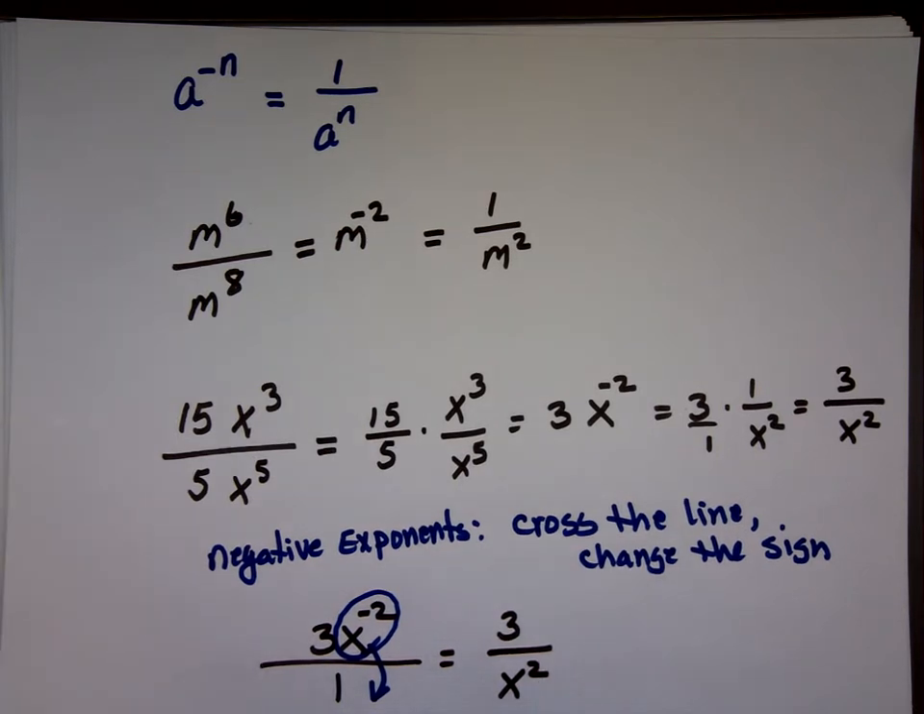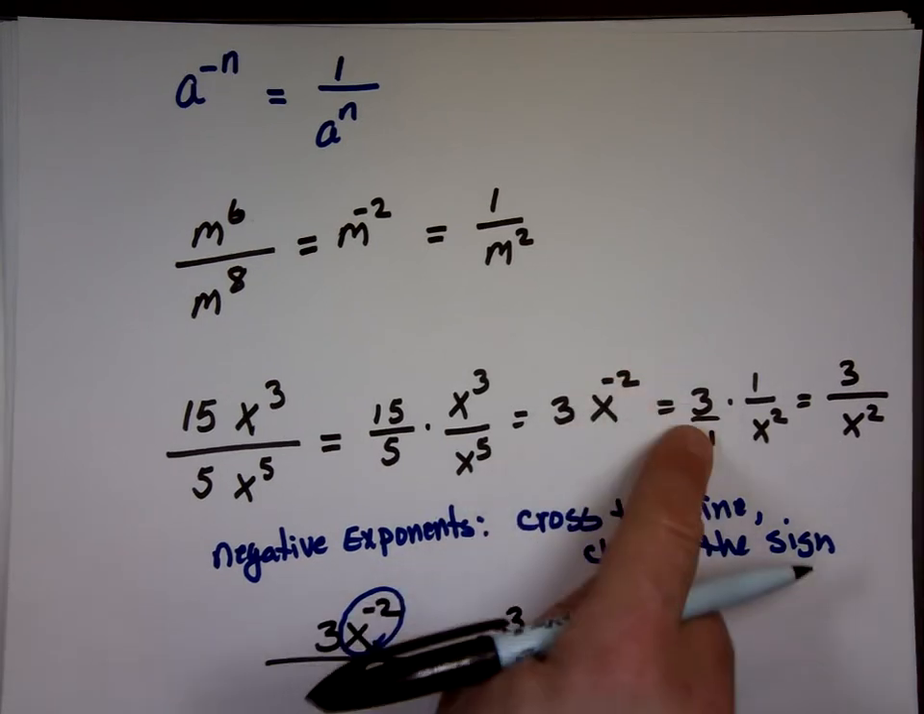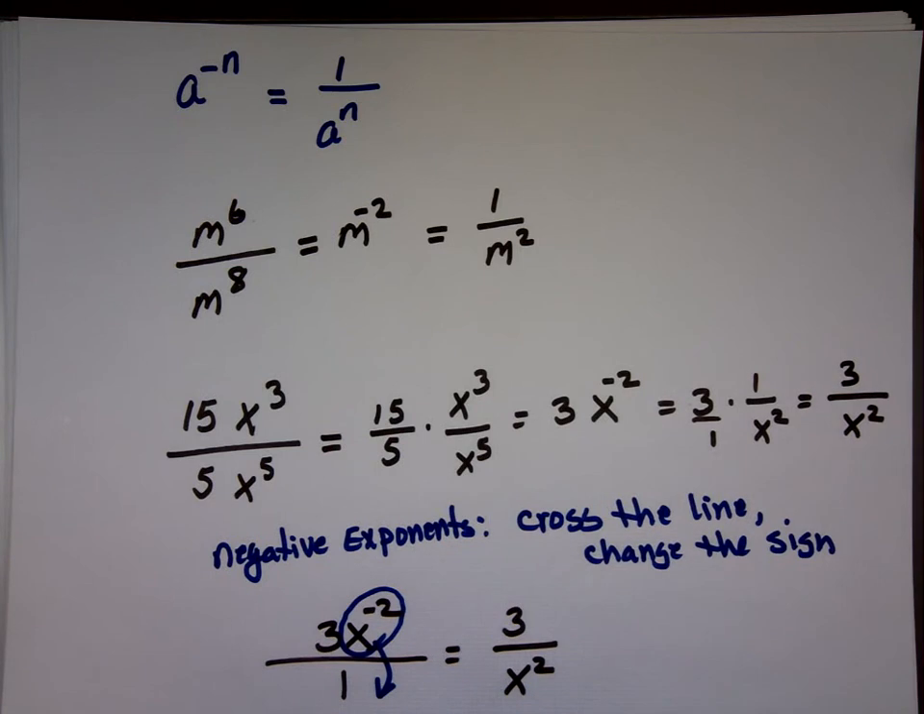So I can do that in one step. Instead of going, well, x to the minus 2 means 1 over x squared, then multiply the fractions, I go, oh, that's a negative exponent in the top, bring it to the bottom. If it's on the bottom, bring it to the top.